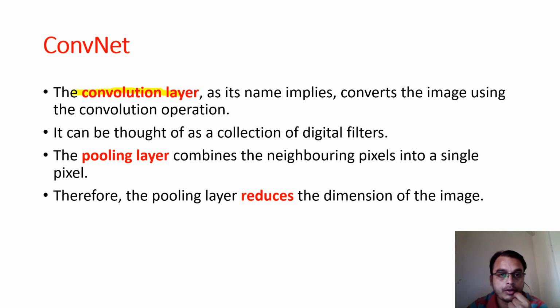A convolutional net has a convolutional layer and a pooling layer. So what do we call a convolutional layer? The convolutional layer, as the name implies, converts the image using the convolution operation. The convolution operation is used in the convolutional neural network, and it can be thought of as a collection of digital filters. The pooling layer combines neighboring pixels into a single pixel. Therefore, the pooling layer reduces the dimension of the image.